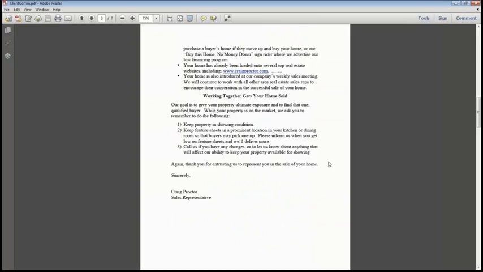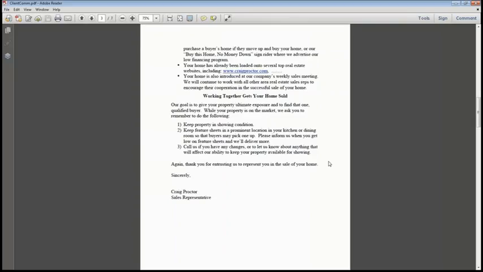Well, your property is on the market. We ask you to remember to do the following. Number 1, keep your property in showing condition. Number 2, keep feature sheets in a prominent location in your kitchen. Number 3, call us if you have any changes or to let us know about anything that will affect the ability to keep your property available for showing.